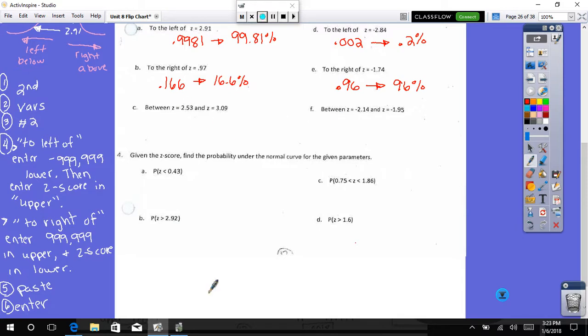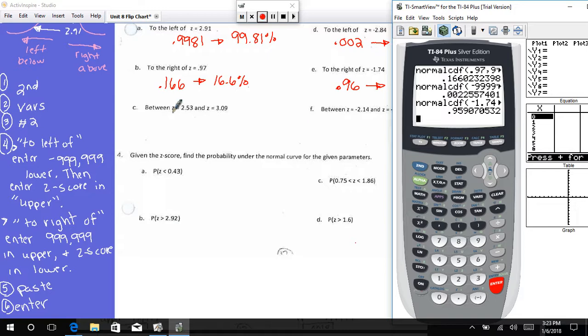Okay, these are much more fun to do. That's why I save those for last. When we are talking about a between, second bars, you know what your lower is and you know what your upper is. Between 2.53 and 3.09. So my lower is obviously my smaller number, 2.53, and my upper is 3.09. I want to know what percent is going on in between those two numbers. Paste, enter.